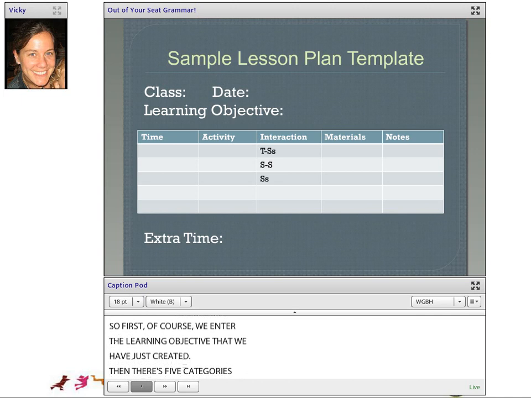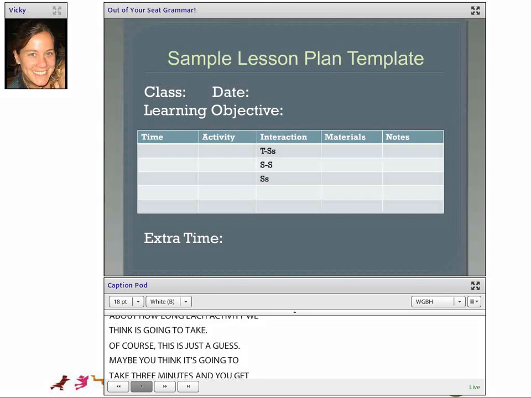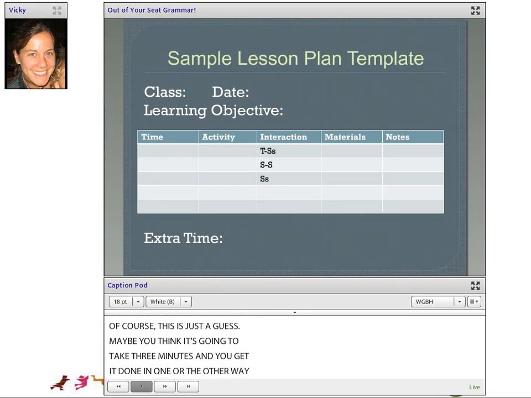First, the time. We need to make an estimate about how long each activity we think is going to take. Of course, this is just a guess. Maybe you think it's going to take 3 minutes and you get it done in 1, or the other way around, it takes a little bit longer. But I think the more we try to make guesses about how long activities are going to take, the better we get at making that prediction. And this can help us manage our time a little bit better.